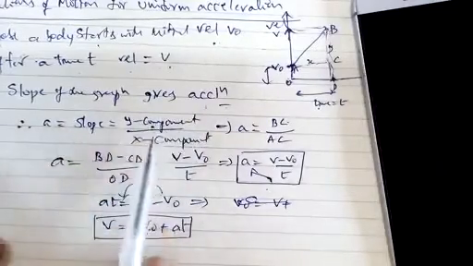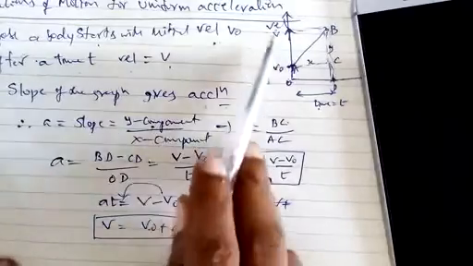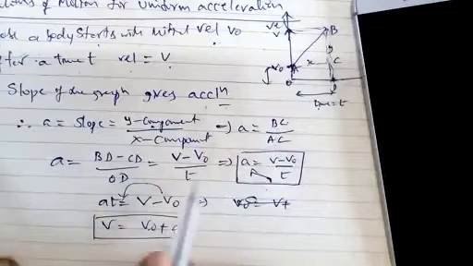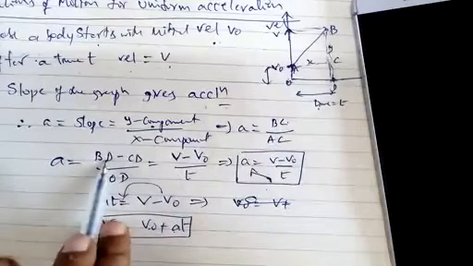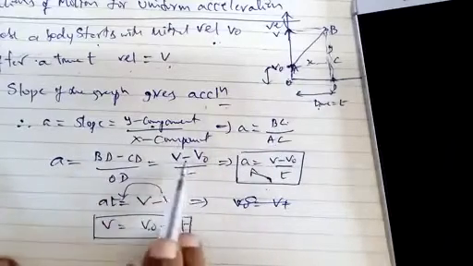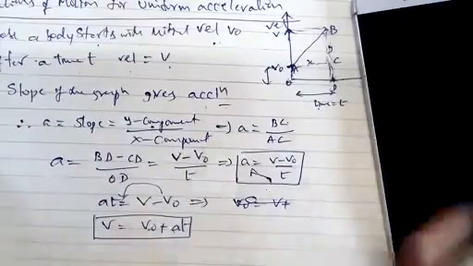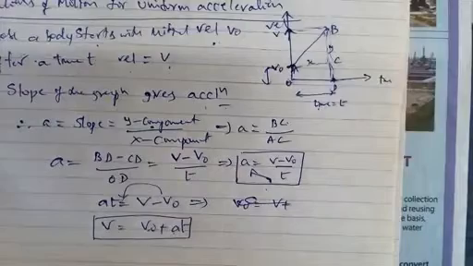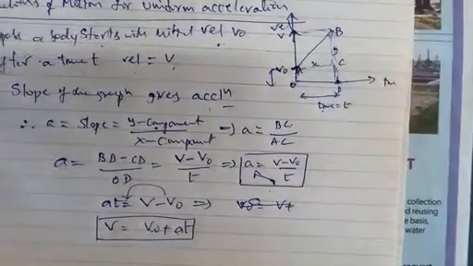Because slope is equal to y component upon x component. Y component is velocity, x component is time. Velocity upon time is called acceleration. So I found the slope using this formula and I got V minus V0 by t. Take cross multiplication, you will get this first equation. This is the velocity equation of motion. This is the first case.